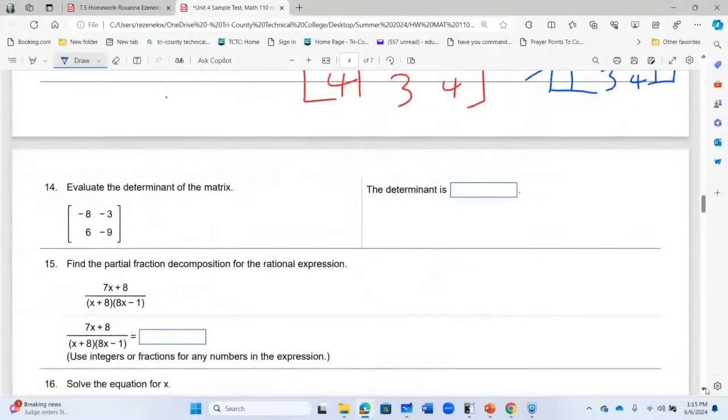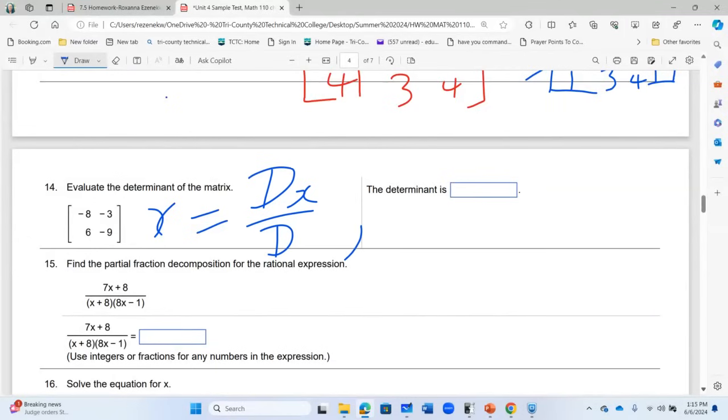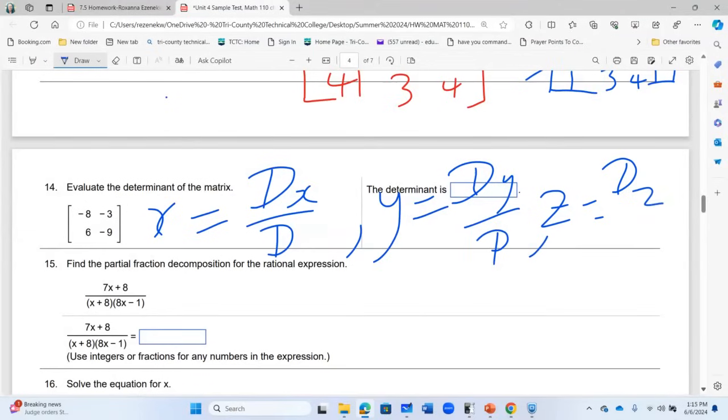Okay, so you want to find x equal to Dx divided by D, y equal to Dy divided by D, and z equal to Dz divided by D. All right, so that's how you will do that.